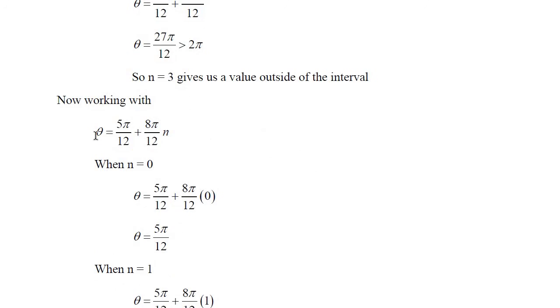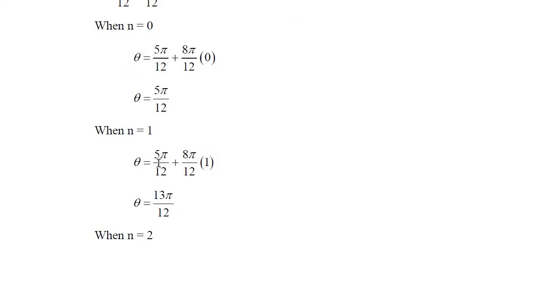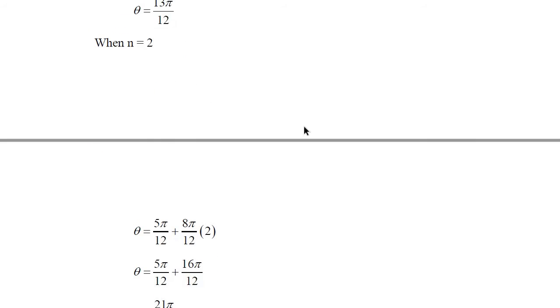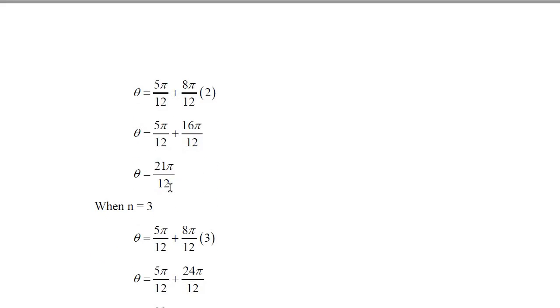Now let's work with the other expression, the 5 pi over 12 plus 8 pi over 12 times n. When n is equal to 0, plug 0 in, that gets rid of this fraction, that gives me 5 pi over 12. When I plug in 1 for n, this gives me 5 pi over 12 plus 8 pi over 12, which gives me 13 pi over 12. When I plug in 2 for n, that gives me 5 pi over 12 plus 8 pi over 12 times 2, which is 5 pi over 12 plus 16 pi over 12, which ends up giving me 21 pi over 12.